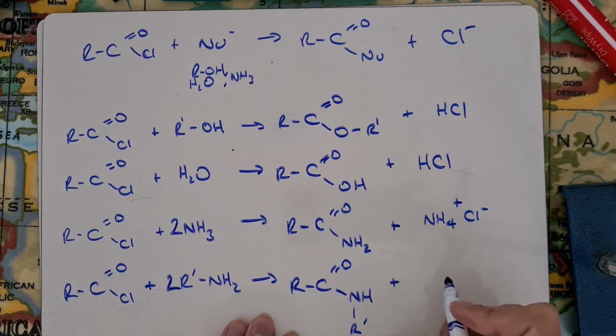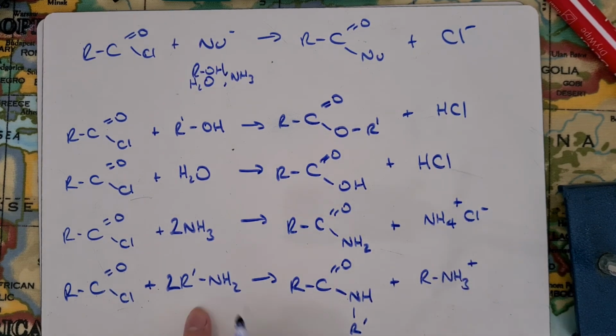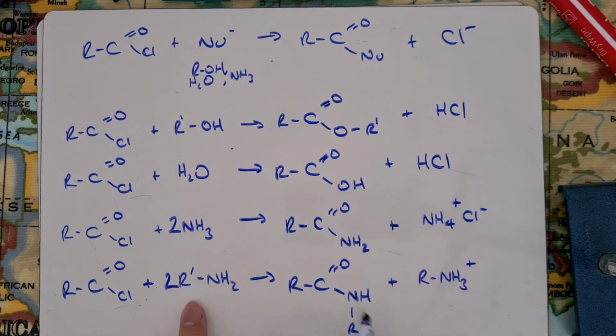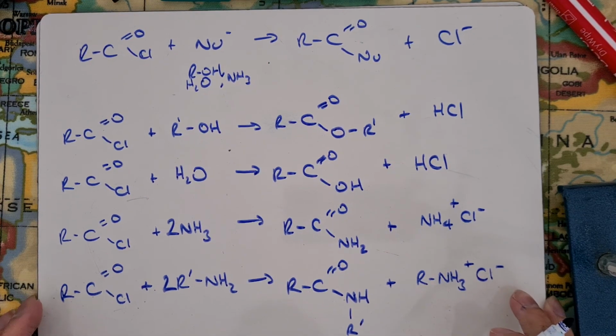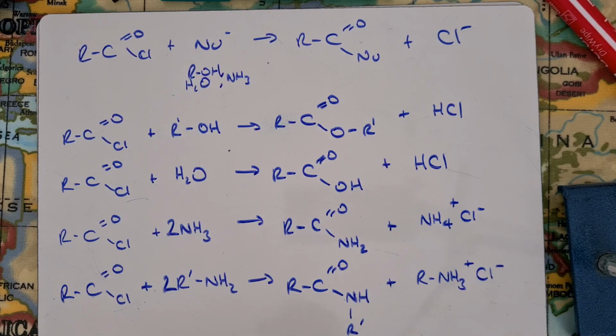And we'll get over here RNH3 plus, so RNH2 plus one of the hydrogens that didn't go onto here, Cl minus. So we get that forming there. Ammonia must be in excess in this reaction. And that is the reaction of the acyl chlorides.